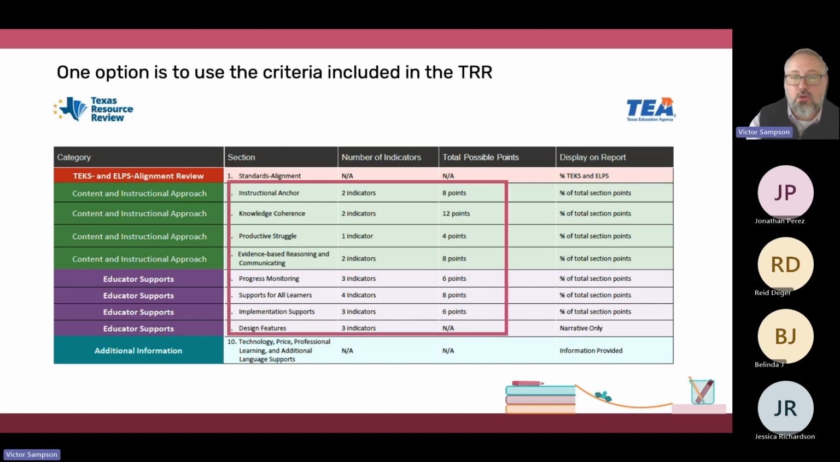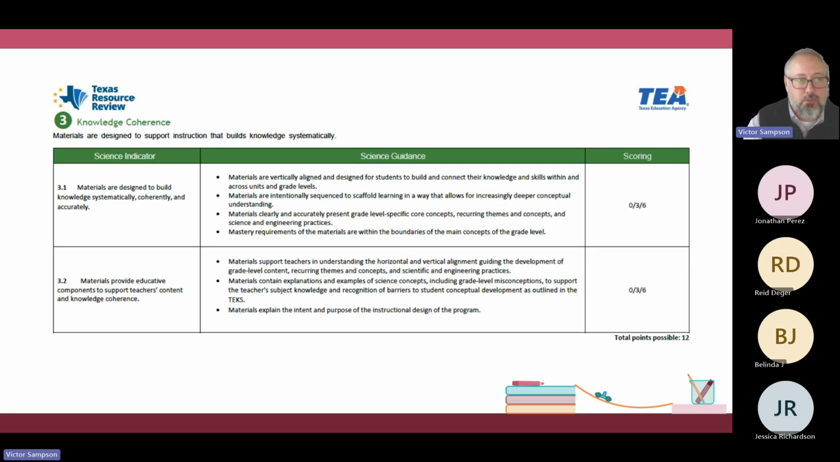So when you're really thinking about this, when you look at the Texas Resource Review website, you can start looking at scores that different materials have gotten. You're looking really at this middle section. Standard alignment is done, and that just says how many of the new standards are actually covered by the materials. And then this is designed to start looking at what happens when those materials are used. So let me break this down for you a little bit.